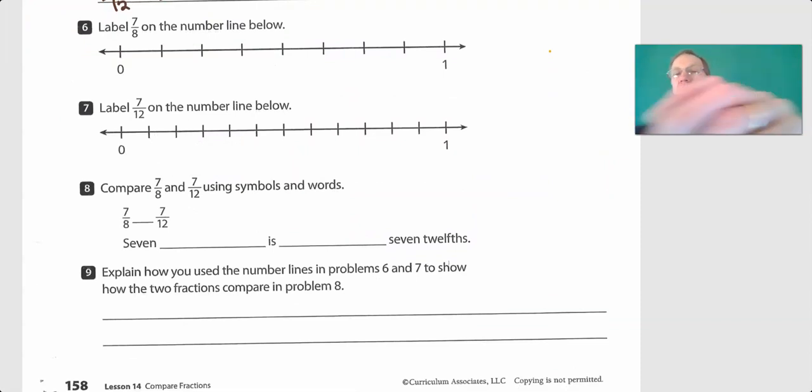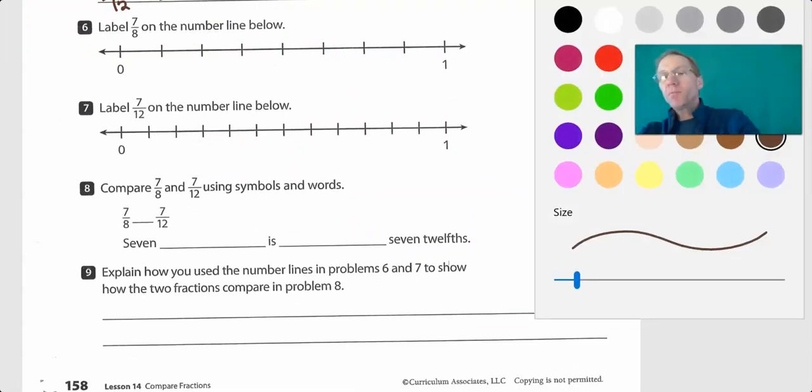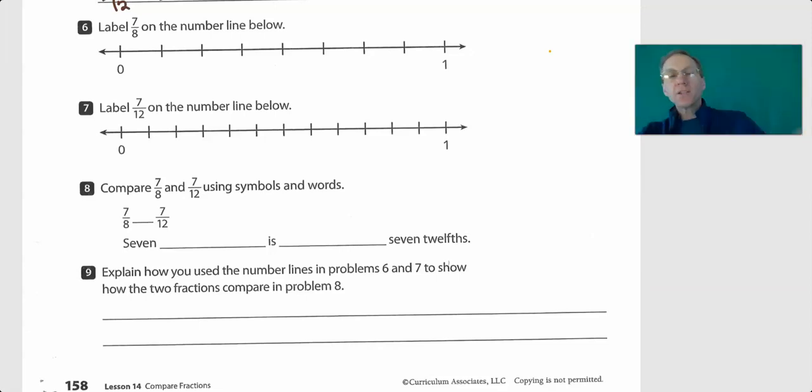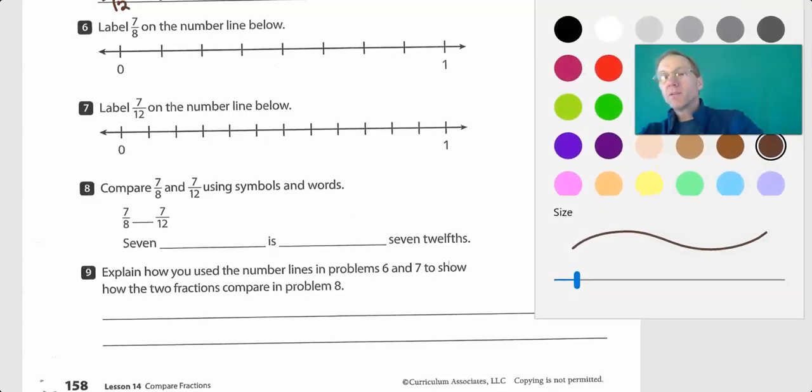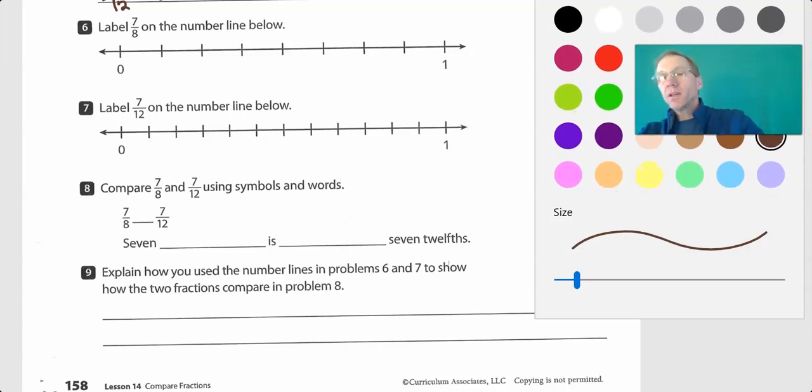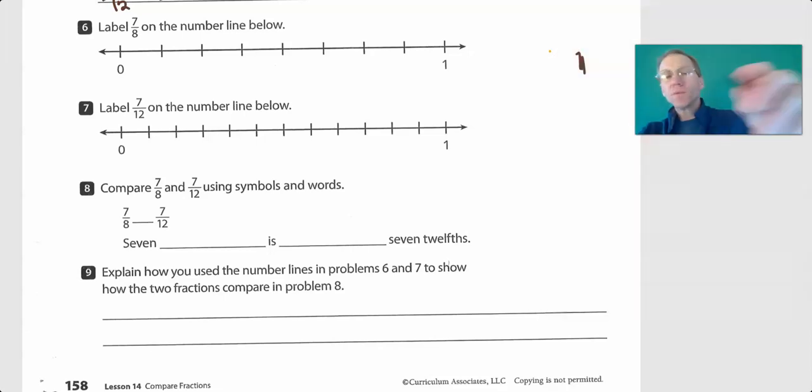Okay, now this one says we're going to use a number line. So we have to be able to show fractions with, let's see if my color came out. Nope, it won't change there. I can't get some of those colors. Label 7/8 on the number line. So we're going to label 7/8. All right, so what does that mean?